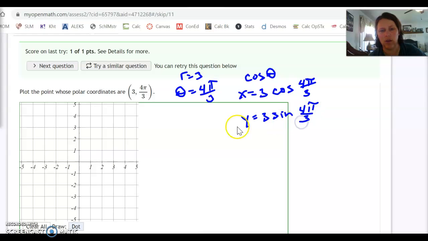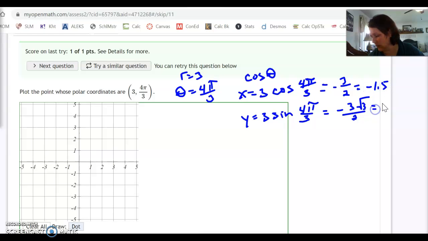We also know that because of where this 4 pi over 3 is, we're going to be in this quadrant down here. You can also see that when you look at this on the unit circle. So we're going to have negative 3 halves here, and then this one is negative 3 times the square root of 3 over 2. And then they want us just to round to the nearest half. So this is going to be negative 1.5, and this is negative 2.59. So we're going to round that to negative 2.5.